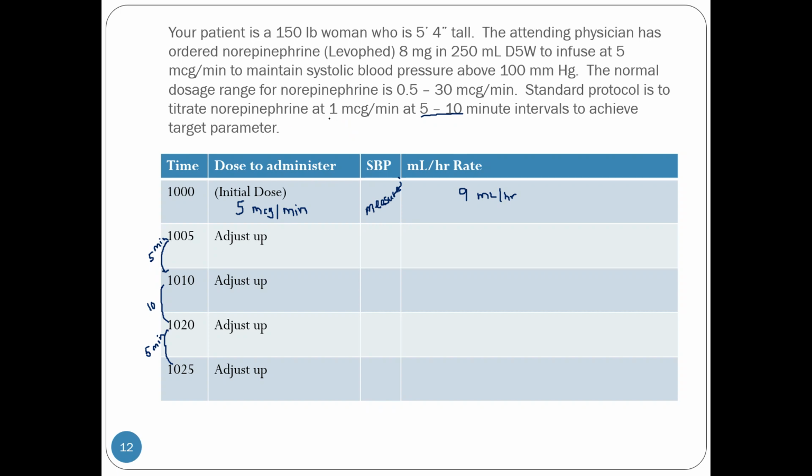We also had that our adjustment, we were to titrate by 1. So I'm going to fill in this whole column because it's just so easy. Adjusting up, so I'm adding 1. So this would be 6 micrograms per minute. Up again, so adding 1, so 7. You've got the pattern here. 8. And 9.